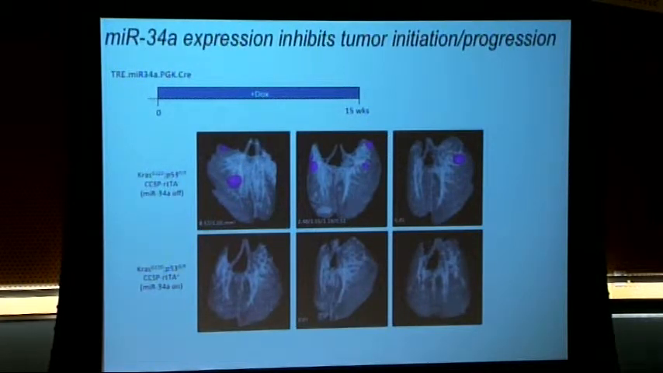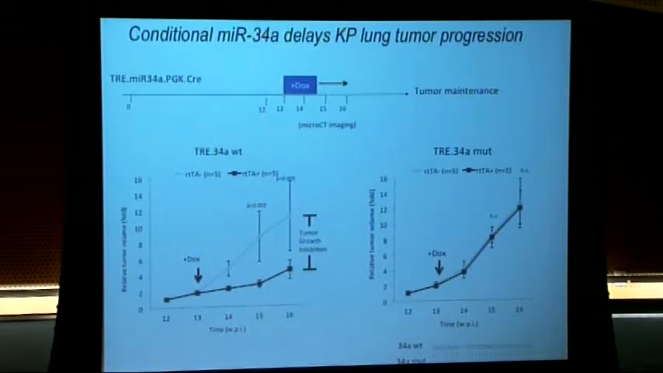That's interesting, but it's more relevant to ask what happens in an established tumor. And so Wen did that by waiting for tumors to form, imaging them by micro-CT, and then adding dox at that stage. And you can see that in that case too, in contrast to the control tumors that continue to grow, if you induce miR34, you find that the tumors stop growing. Stasis. And that's specific to the miR34 and isn't seen with a scrambled version of the miR34 microRNA.